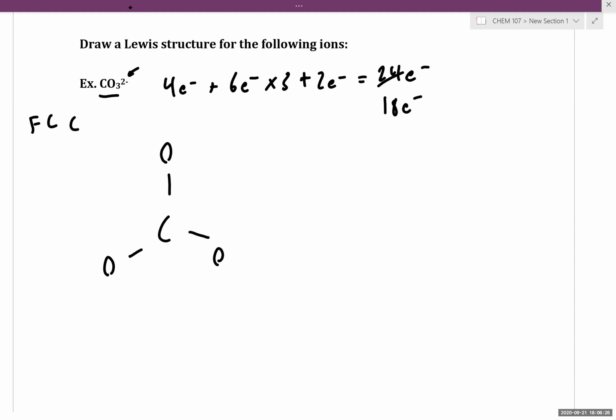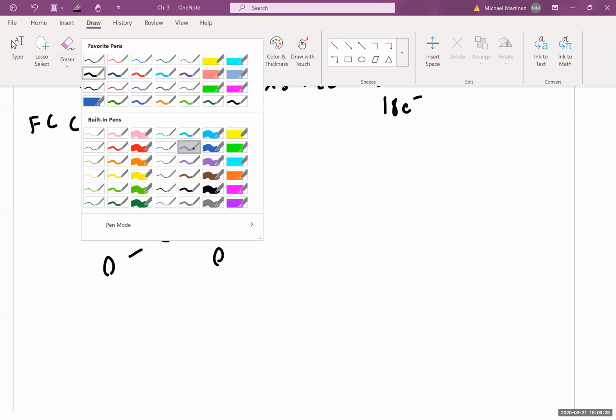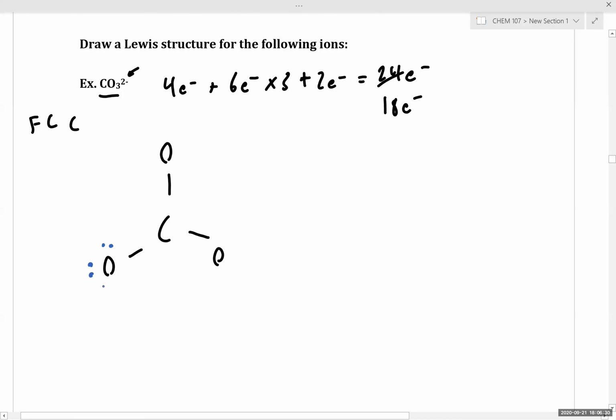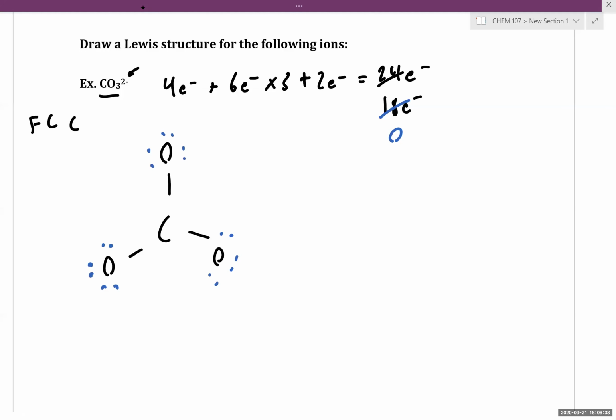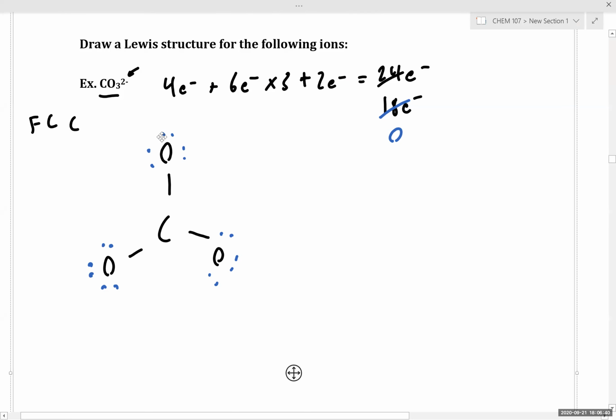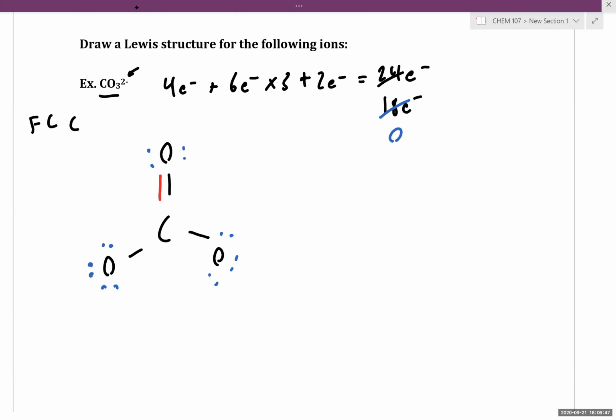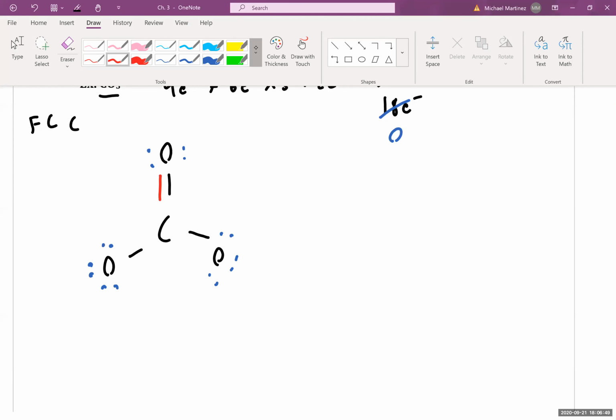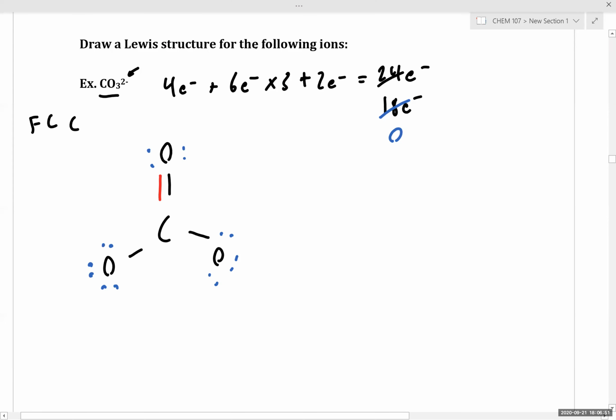From these 18 electrons, we then place our lone pairs on our outermost oxygen atoms. We now have 0 electrons remaining, but unfortunately, carbon doesn't have a complete octet. So we move one of our lone pairs down to form a double bond. Now, this molecule is charged, so we clearly have some formal charges at play.